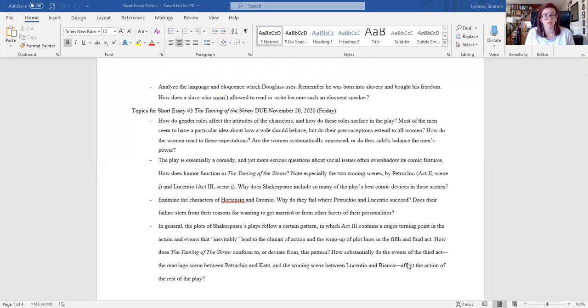Okay, I know that's a lot, but it's there. It's all about gender roles. Okay, the next one: the play is essentially a comedy, yet more serious questions about social issues often overshadow its comic features. How does humor function in the play? Note especially the two wooing scenes by Petruchio and Lucentio. Why does Shakespeare include so many of the play's best comic devices in these scenes?